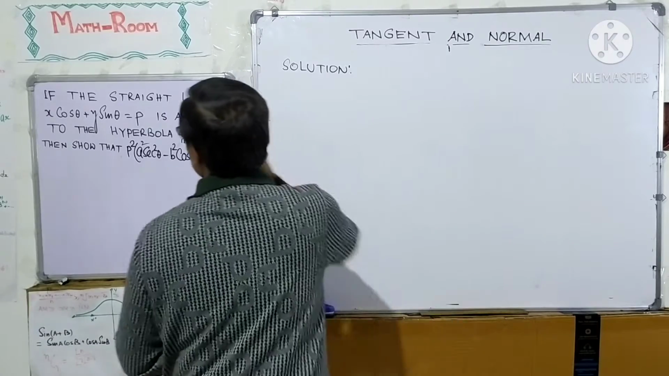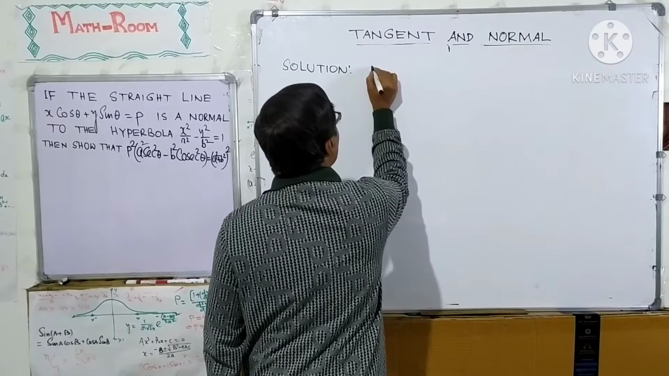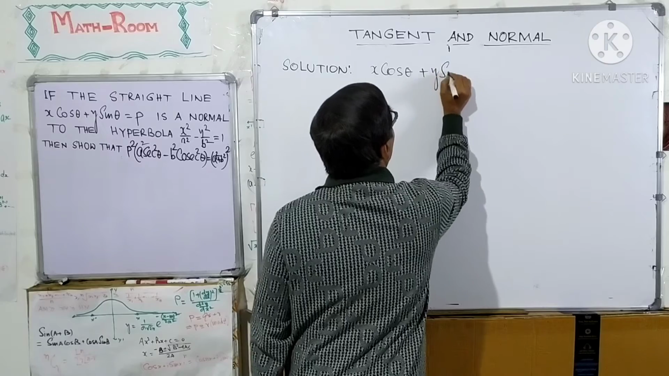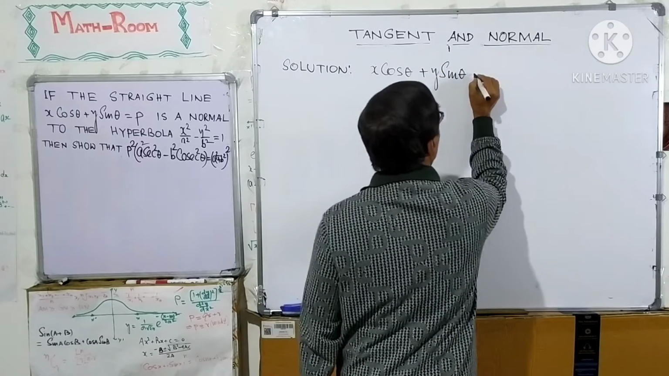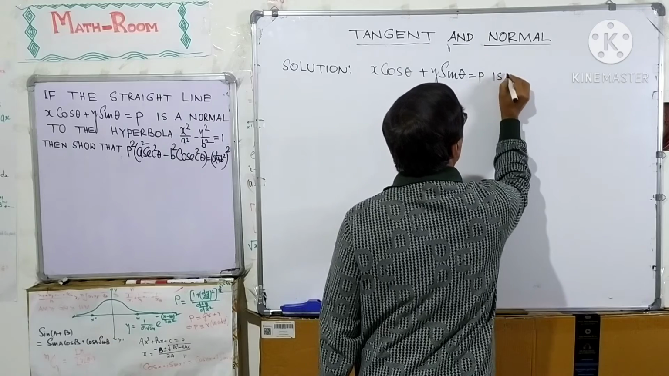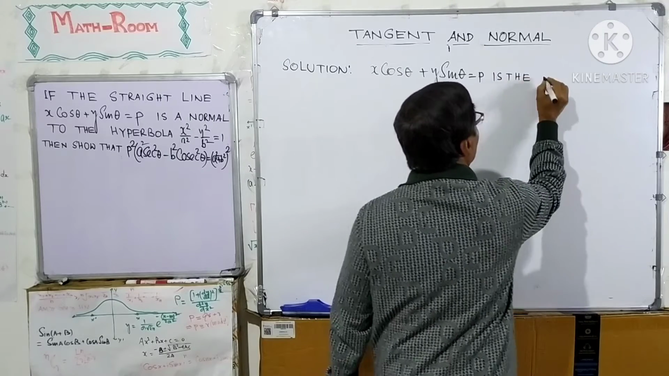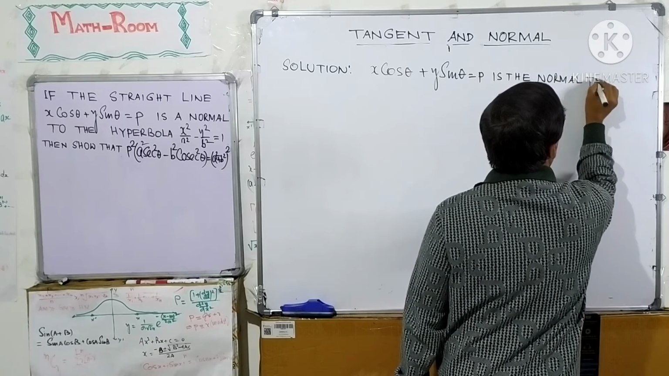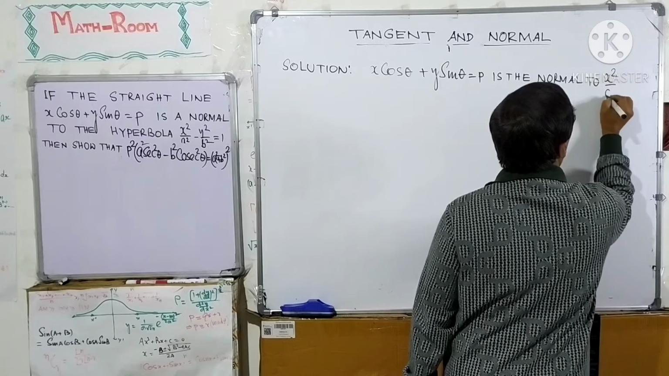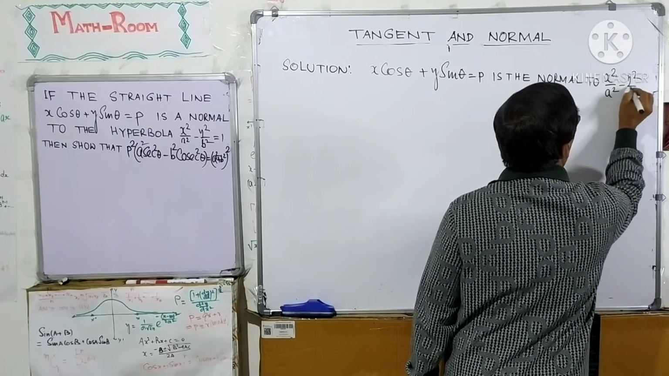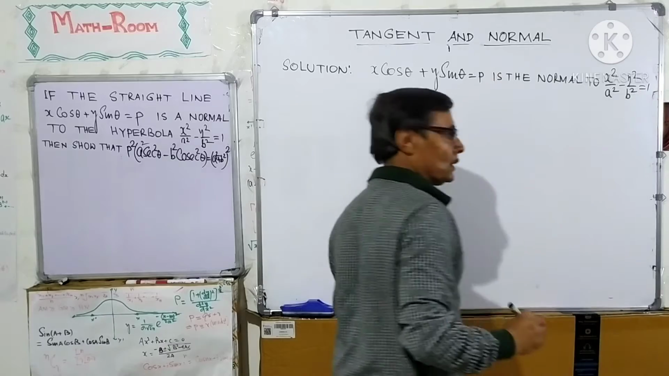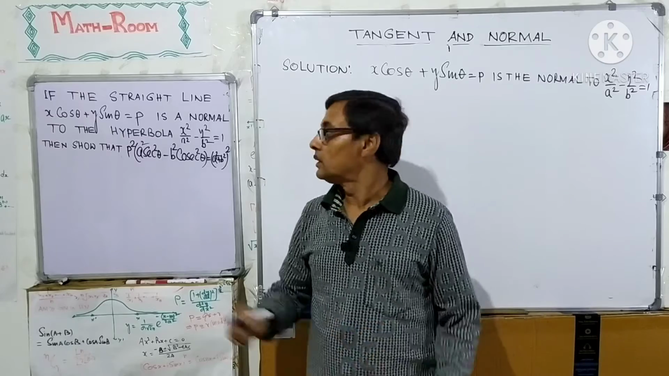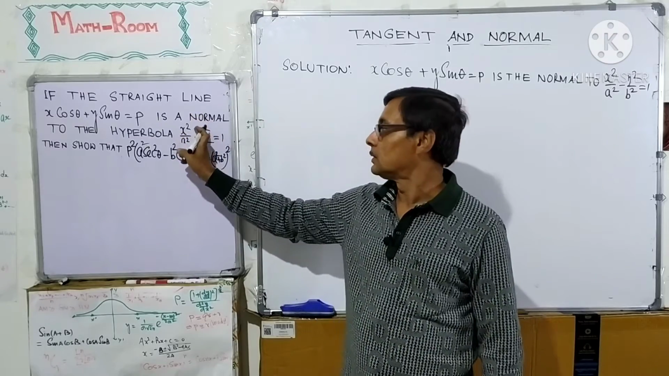Here x cos theta plus y sin theta equal to p is the normal to the curve, which is the hyperbola. This equation is given as the normal to this hyperbola.